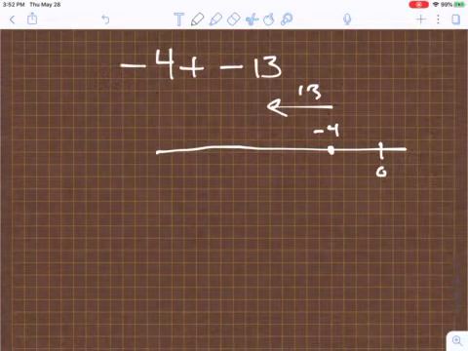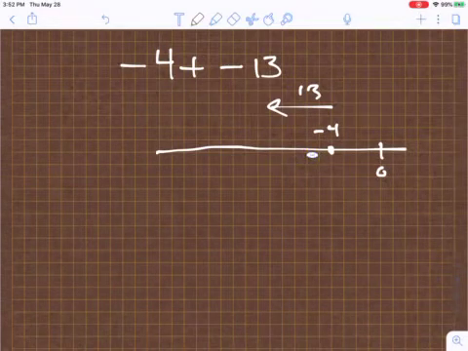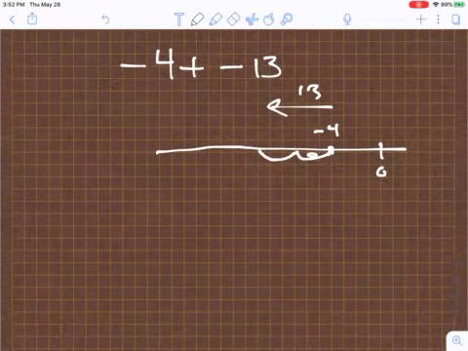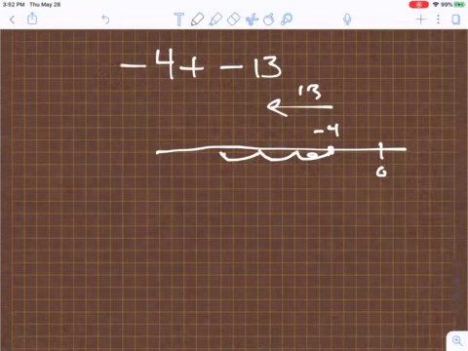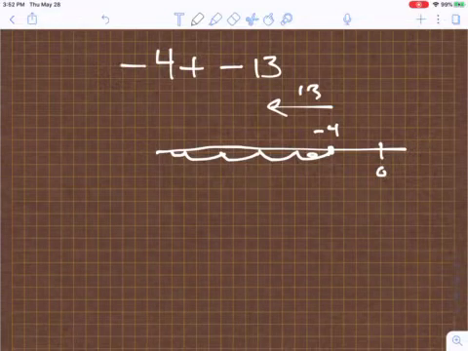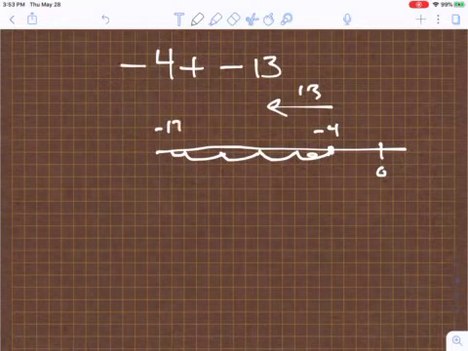So we'll go 3, 6, 9, 12, and then one more is 13. And if you actually counted, that would put me at the point -17.